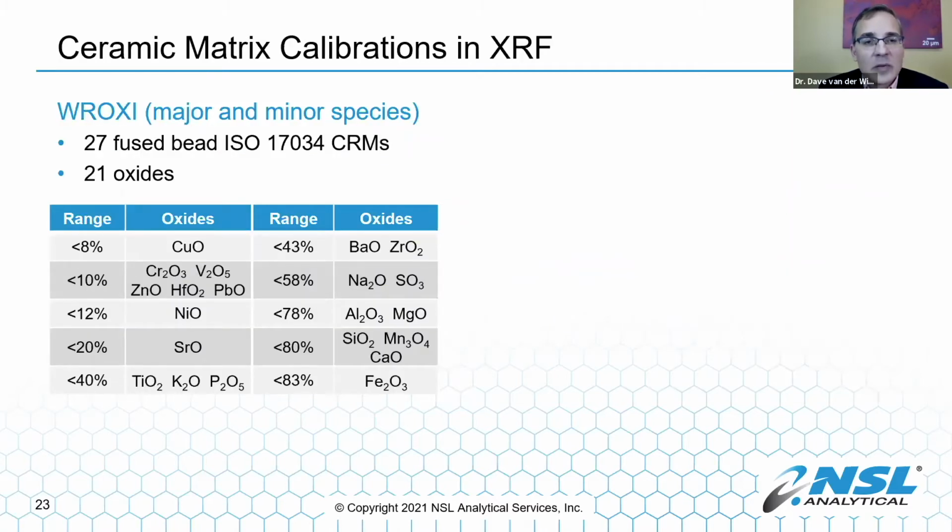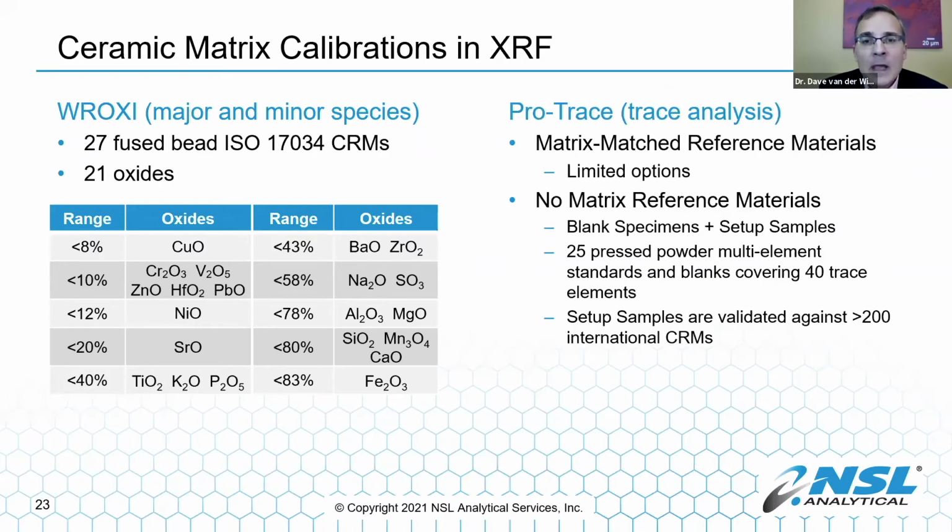So then I also mentioned, aside from sample prep, calibrations are important, and you have to have some sort of software and calibration system in place to do this. We use a software package and CRM package called Roxy for major and minor species. This is a package that's comprised of 17 fused bead CRMs that represent 21 oxides over the ranges shown here. Then for trace analysis, we use a product called ProTrace.